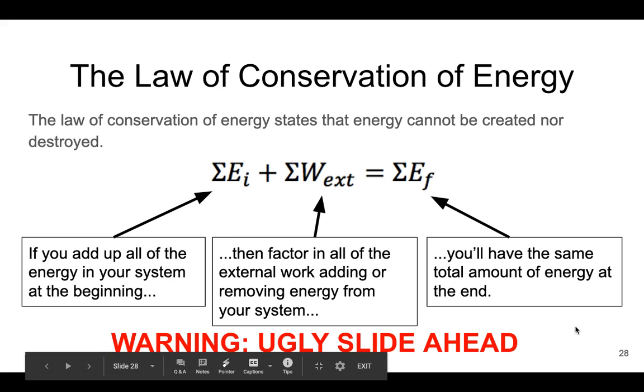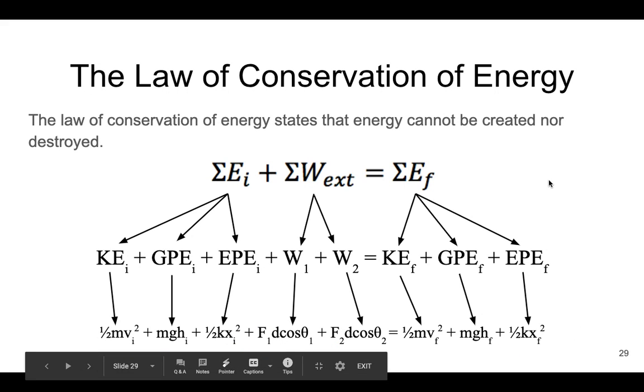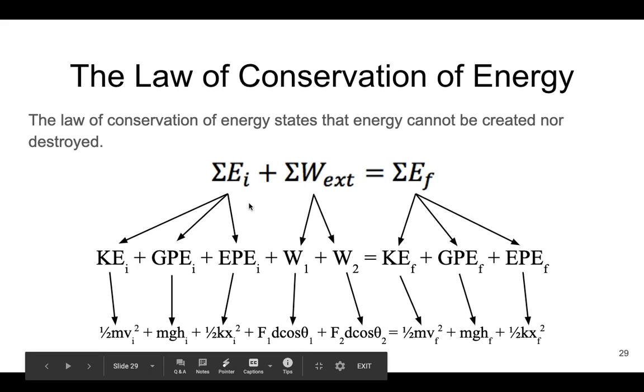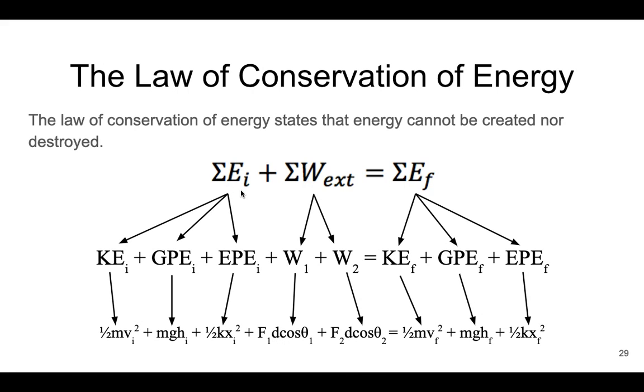And we have an ugly slide coming up. On this ugly slide, I've just expanded each of these three terms into what they actually mean. And then in the last step, I've turned each of those things that I just expanded into what they actually are too. So I expanded it and then expanded it again. What this is saying is sigma E initial: at the beginning of your problem, you might have energy in a few different forms. We're going to care about three different forms.